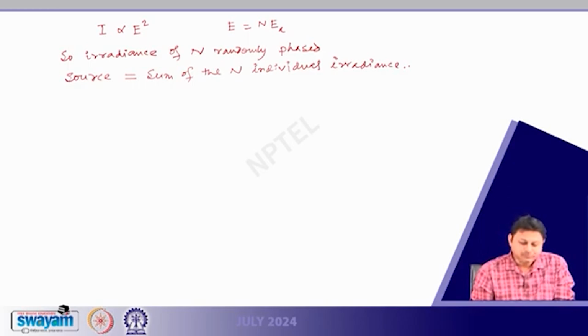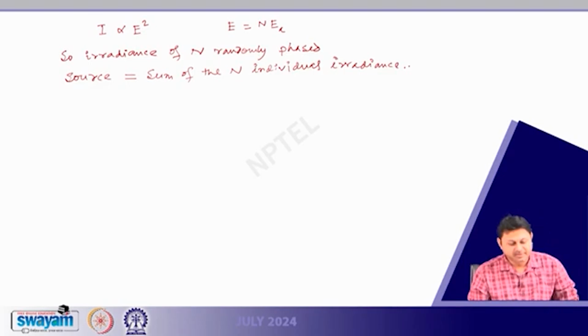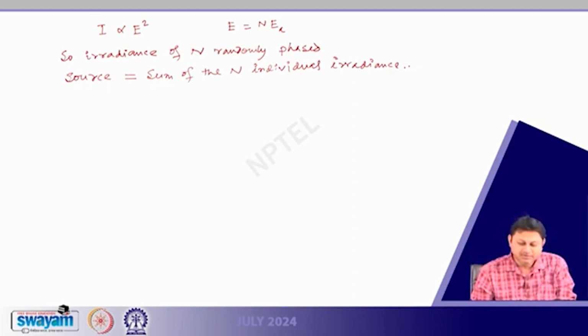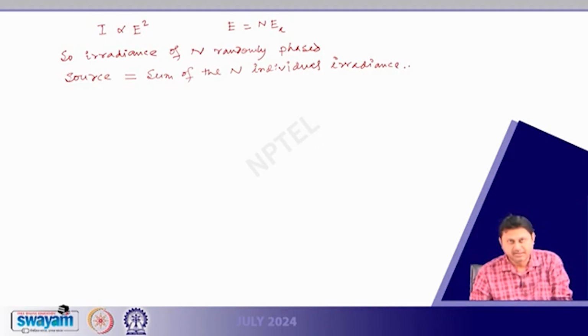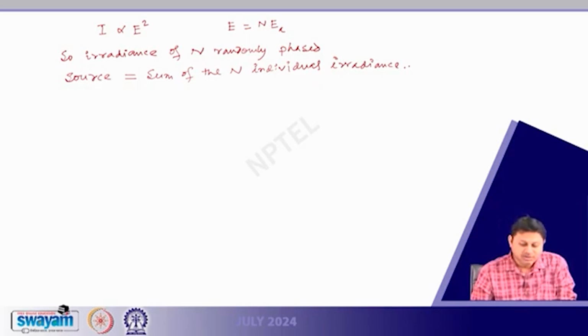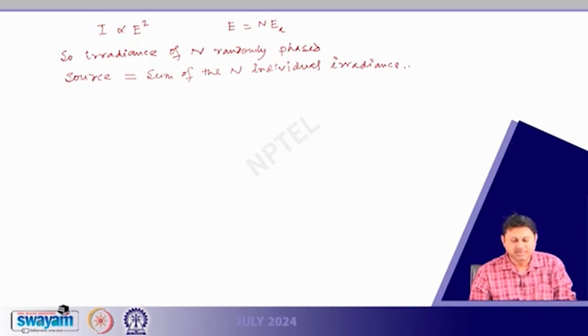So that means if we want to find out the irradiance for the summation of all the waves randomly oriented, then that is simply n times the individual amplitude or individual irradiance. So the irradiance will simply add up here. All the individual irradiances will simply add up if we have n number of sources that are not in phase.